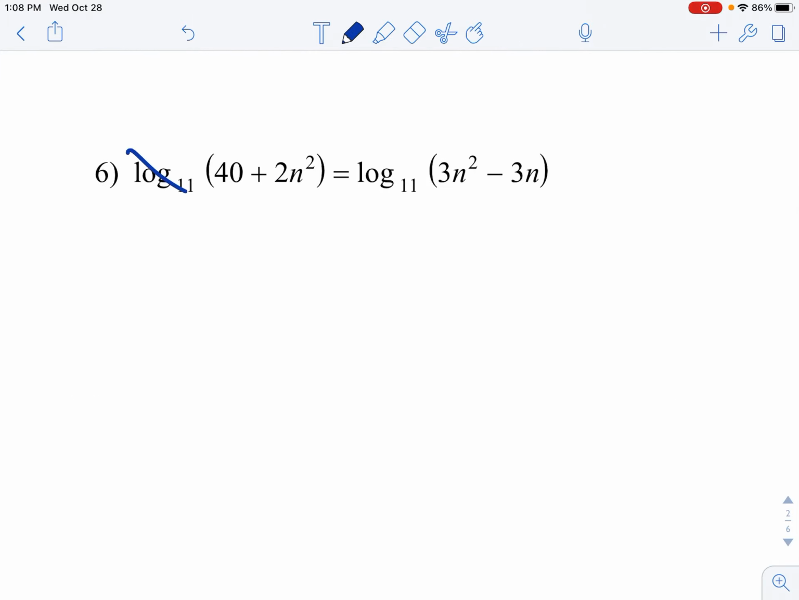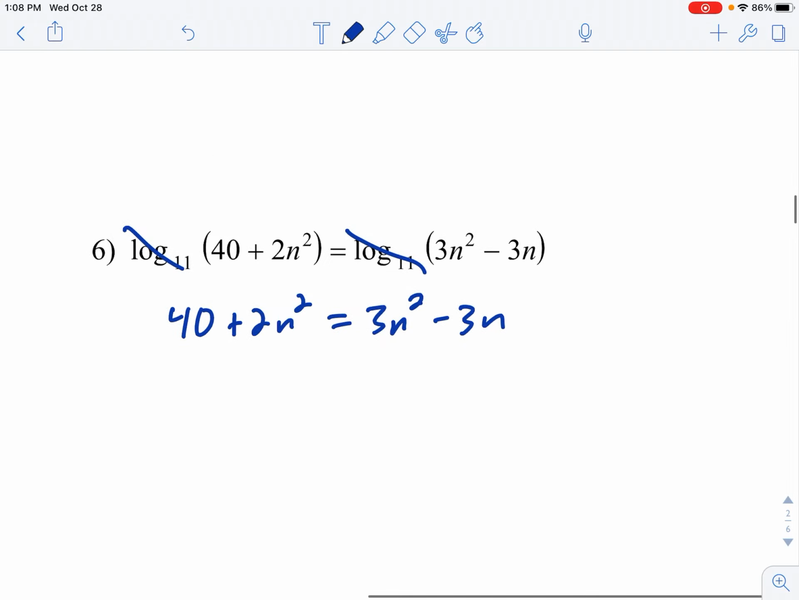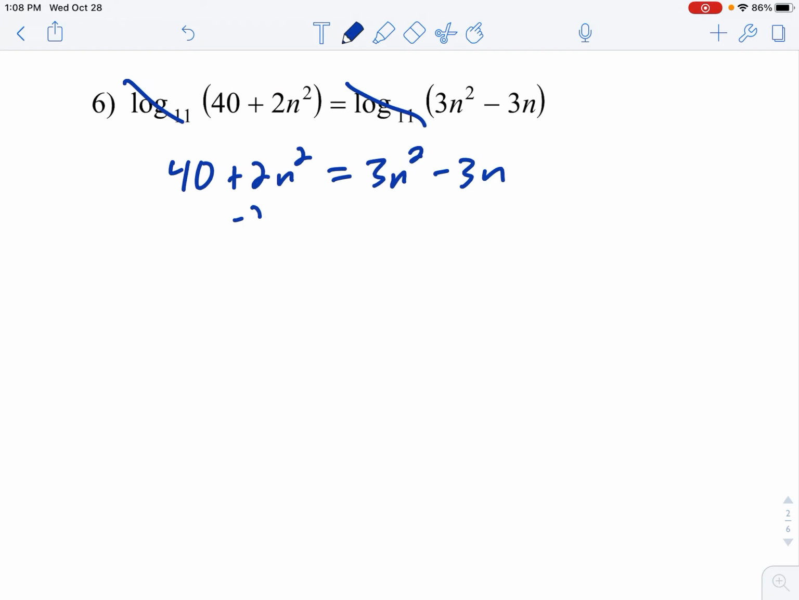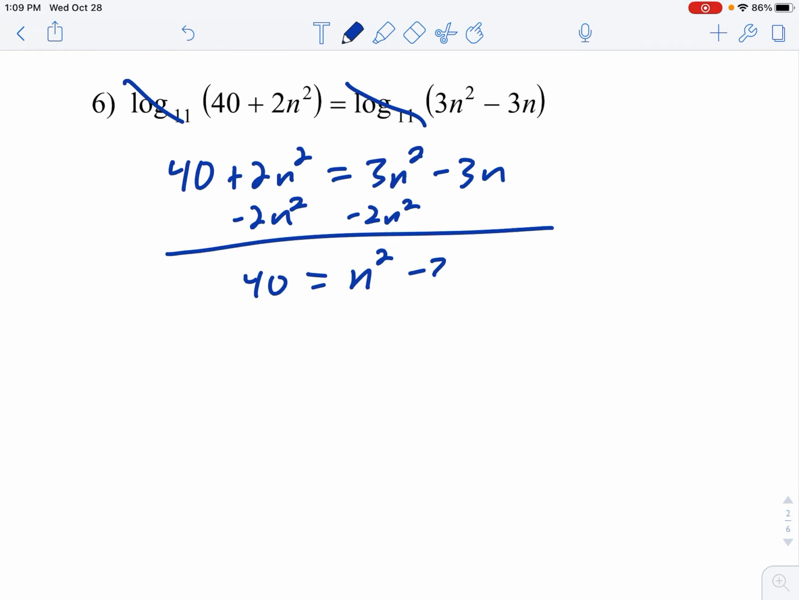So let's do this. The one-to-one property says we can cross out log base 11, or cancel it. And we come up with this. Now, when you solve a quadratic, the most important thing is to have ax squared plus bx plus c on one side, 0 on the other. And then you can probably factor this side and set it equal to 0 and work it out. So we want all of the terms on one side of the equal sign. I'm going to go ahead and minus 2n squared. So I get 40 equals, what is 3 minus 2, is 1n squared. Bring down the minus 3n. And then subtract 40 to bring it over here.